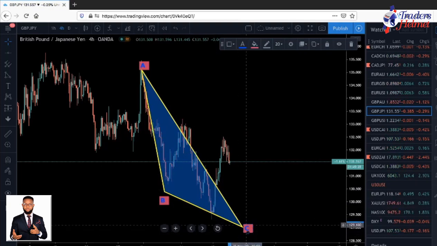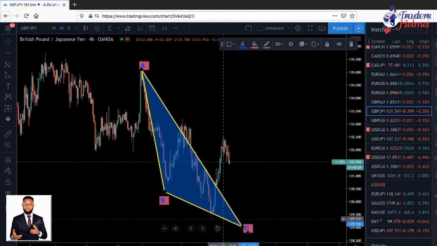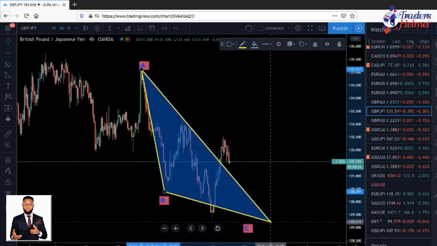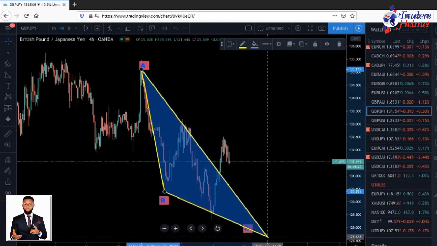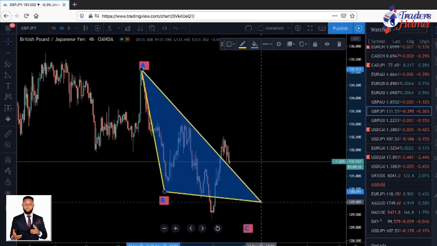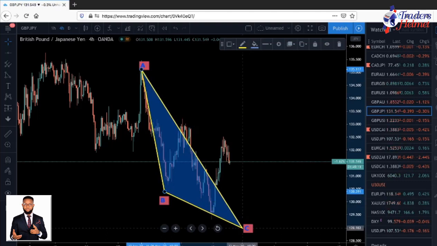Now point C must always be lower than your point B. This is your point B. Your point C must always be lower than your point B. Whether it's this way, whether it's this way, whether it's this way. It shouldn't be this way. It shouldn't be this way. Is that right? So this is your point C.